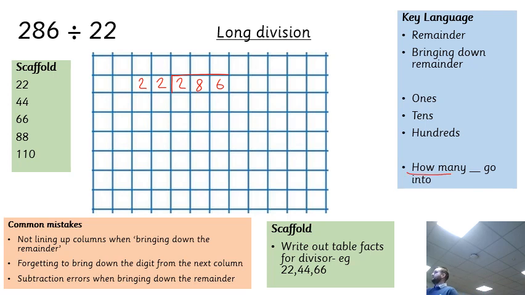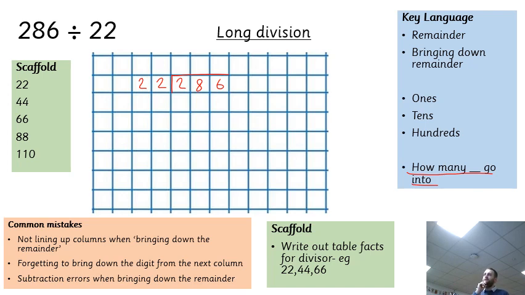And remembering that language as before, how many of those go into that? How many 22s go into 286? And for my scaffold, it really does help to just jot down that number's times table. So 22 on the side, you could just write 22, 44, and you don't need to go all the way to 10. What I would suggest is maybe go up to 5, and then if you need more, you can jot down some more down the side. So that jotting really does help with this.